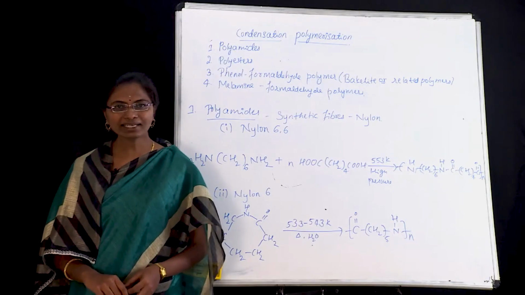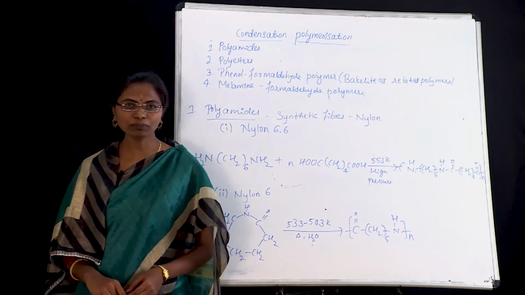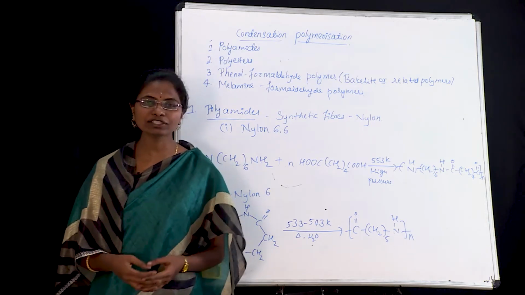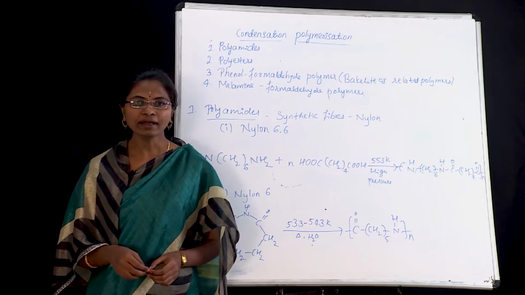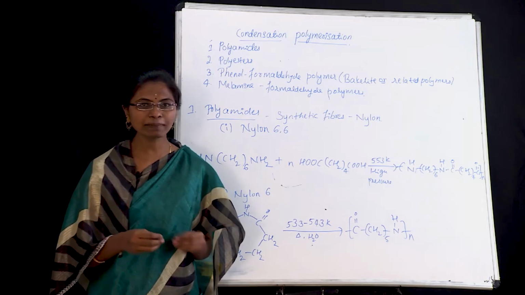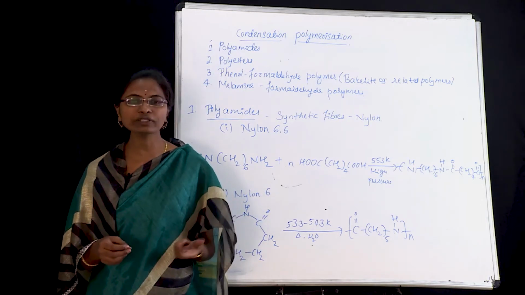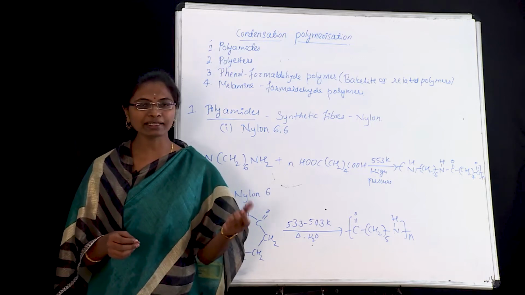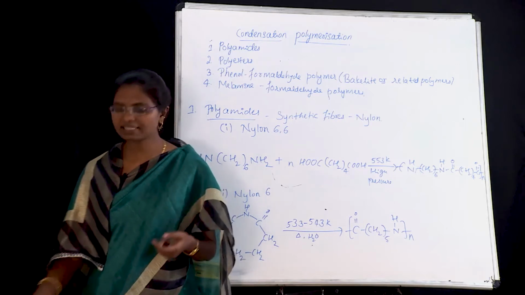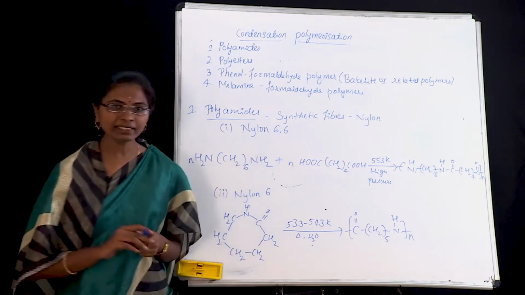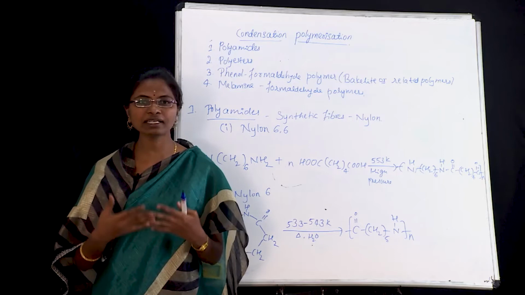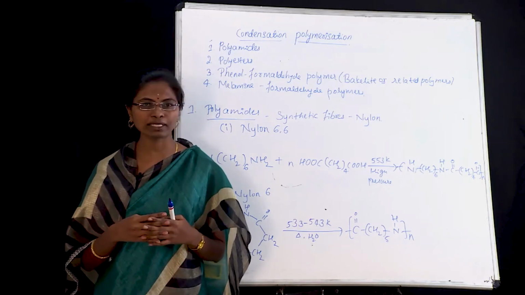In this class we will discuss condensation polymerization. What is meant by condensation polymerization? Condensation polymerization means polymers are formed from monomers having bi- or trifunctional groups. It involves the elimination of small molecules such as water, hydrogen, HCl, that is hydrochloric acid, and alcohol.